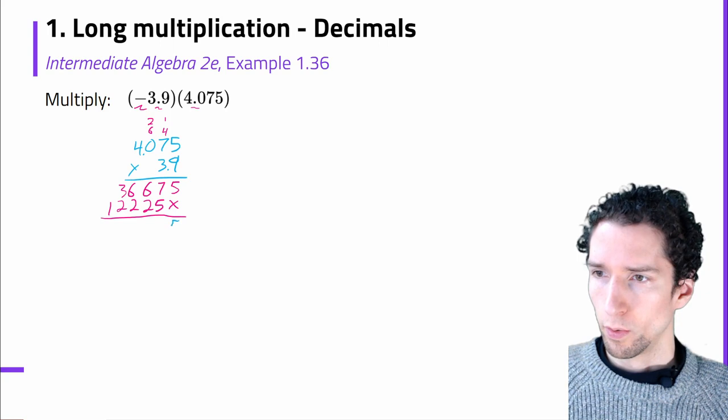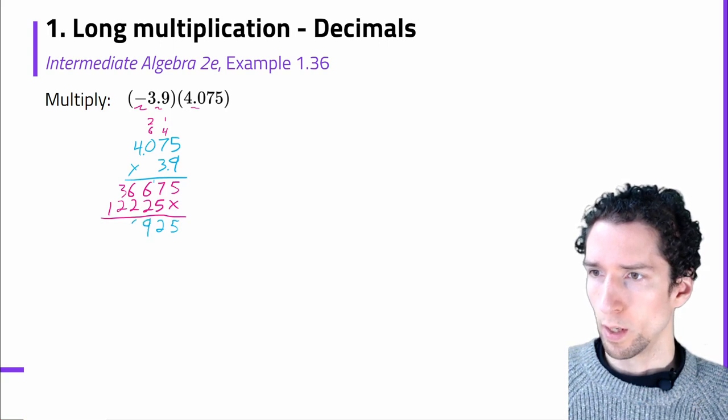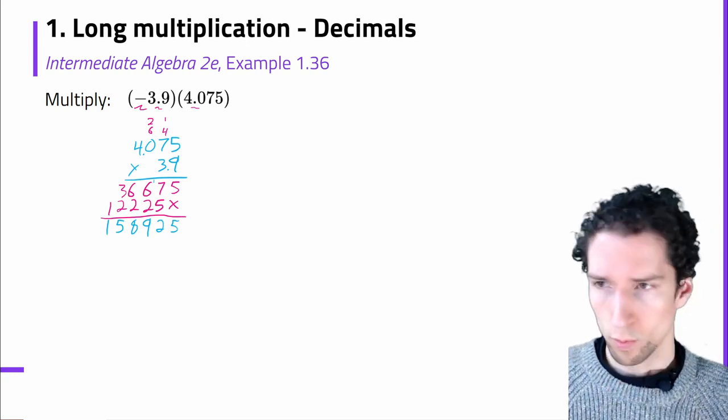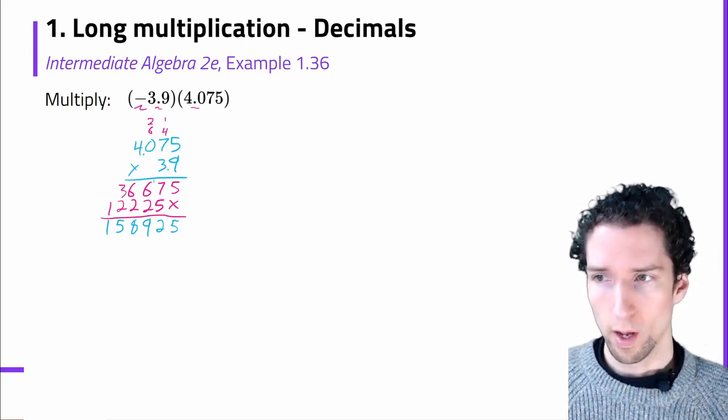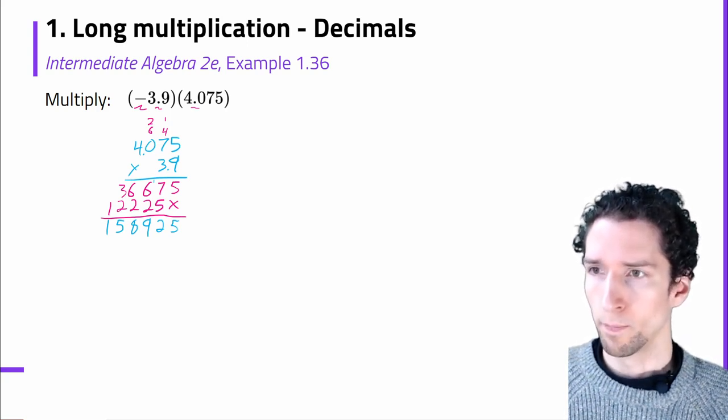All right, so 5, and that's 12. 2, carry a 1, and that's 9, and 8, and 5, and 1. Okay, so this is not our answer. It's not 158,000. Now we have to put the decimals back in.